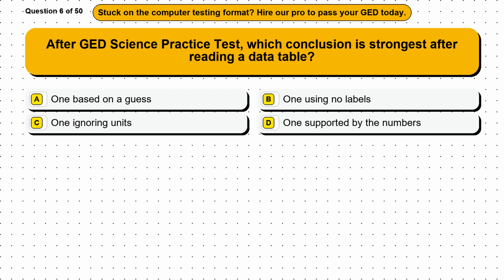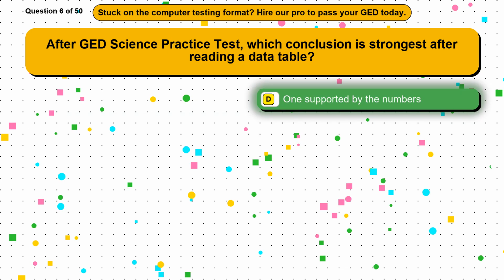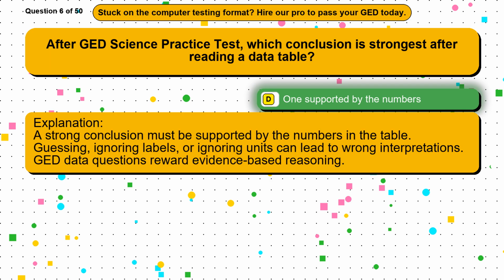Question 6. After GED Science Practice Test, which conclusion is strongest after reading a data table? Option A. 1 based on a guess. Option B. 1 using no labels. Option C. 1 ignoring units. Option D. 1 supported by the numbers. The correct answer is option D. 1 supported by the numbers. A strong conclusion must be supported by the numbers in the table. Guessing, ignoring labels, or ignoring units can lead to wrong interpretations. GED data questions reward evidence-based reasoning.